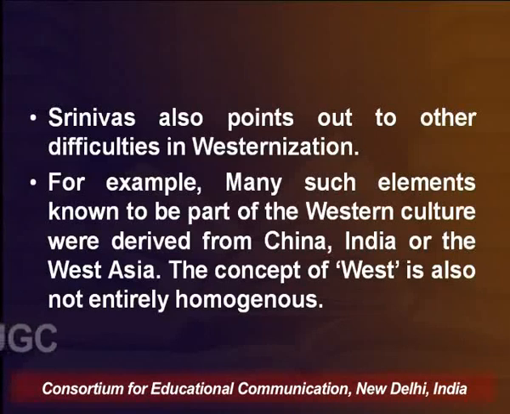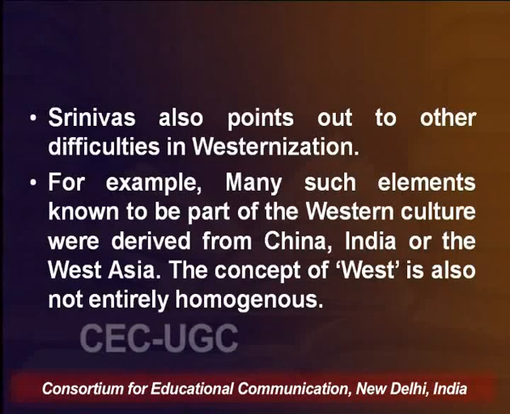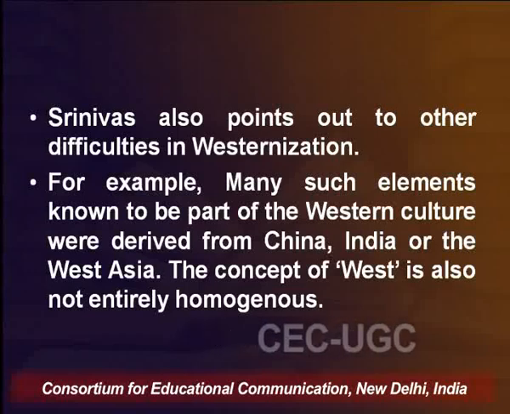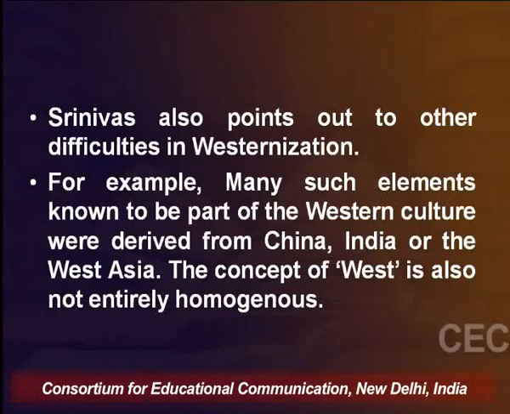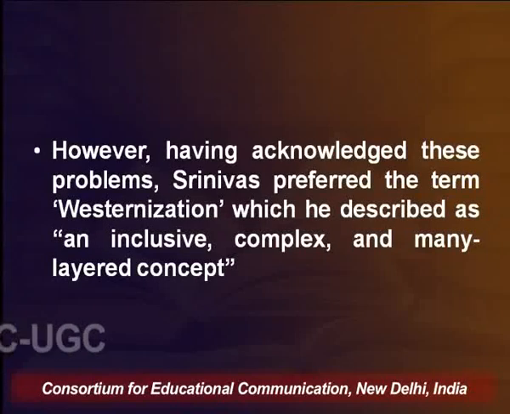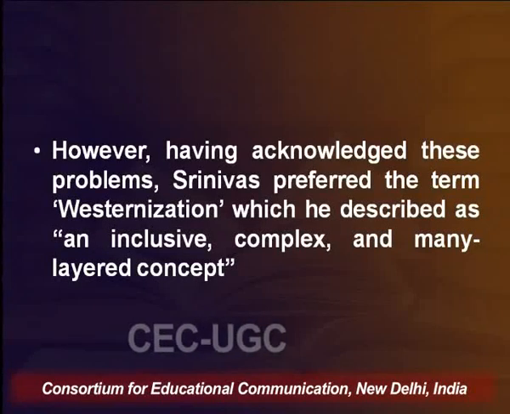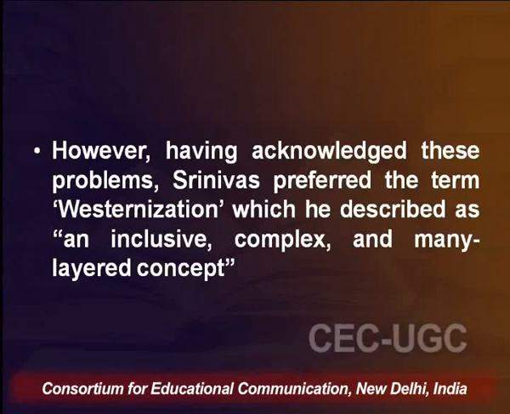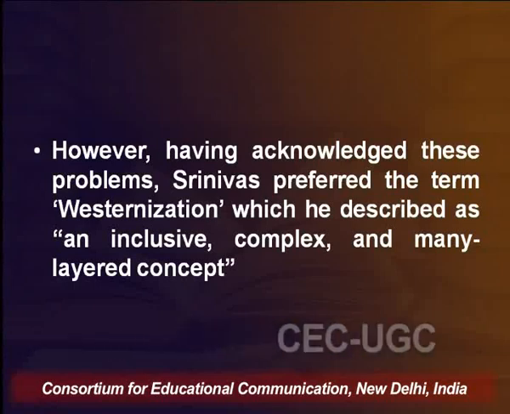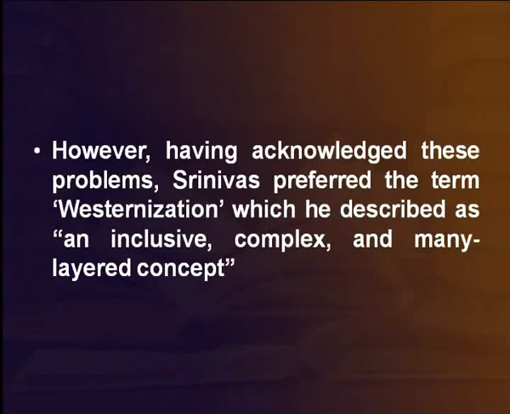Srinivas points out another difficulty in Westernization. He says that elements known to be part of Western culture were derived from China, India, or West Asia. The concept of the West is also not entirely homogeneous. However, having acknowledged these problems, Srinivas preferred the term Westernization, which he describes as an inclusive, complex, and many-layered concept. If we look into the contribution of Srinivas, through his concepts of Sanskritization and Westernization, he gives us an indigenous sociology for the study of Indian society. Thank you.